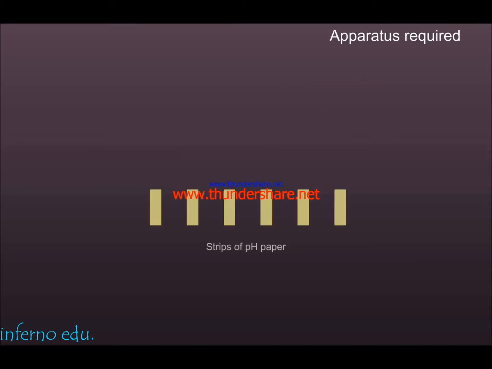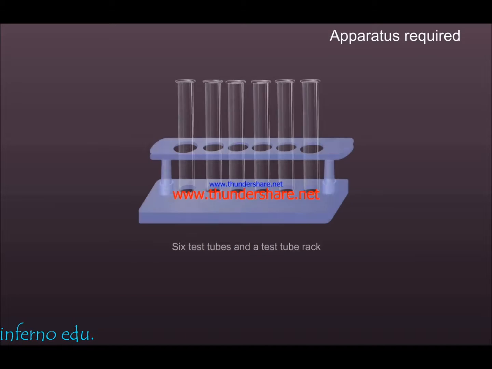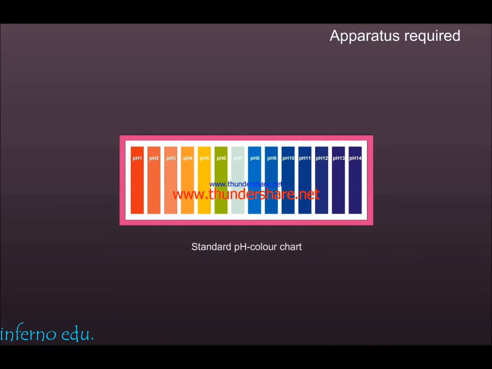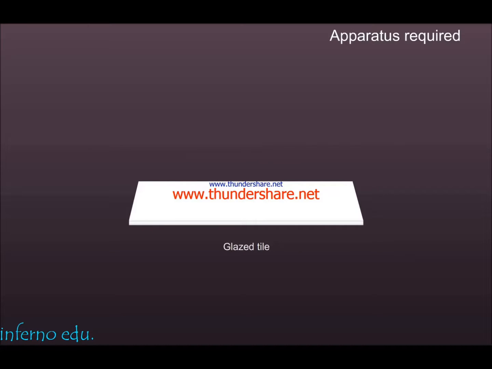Apparatus required. Strips of pH paper, 6 test tubes and a test tube rack. Dropper washed with distilled water. Standard pH color chart. Glazed tile.